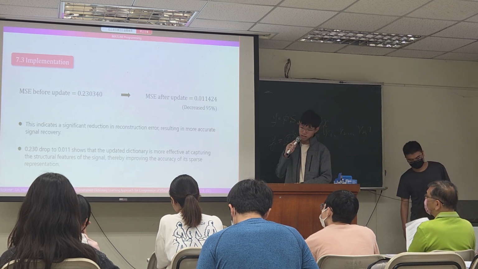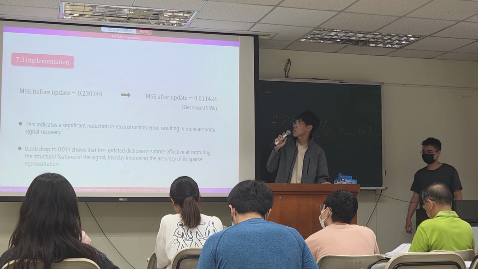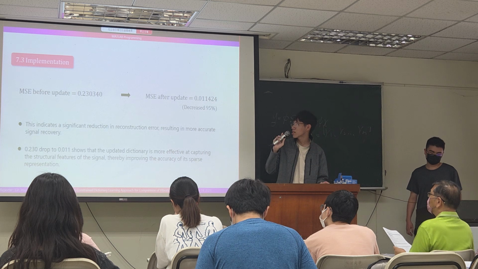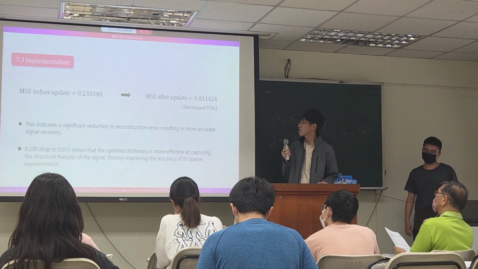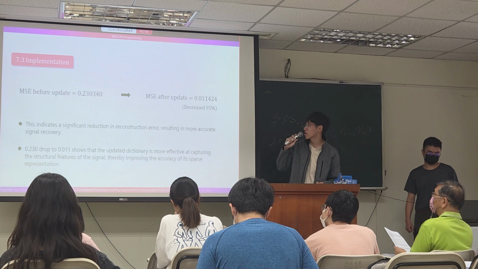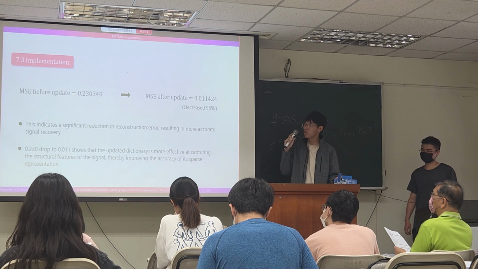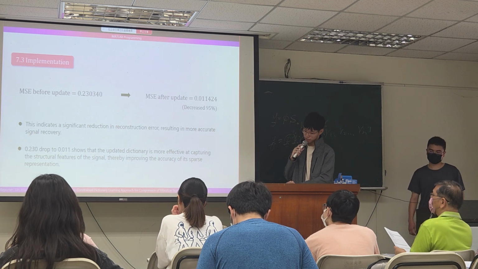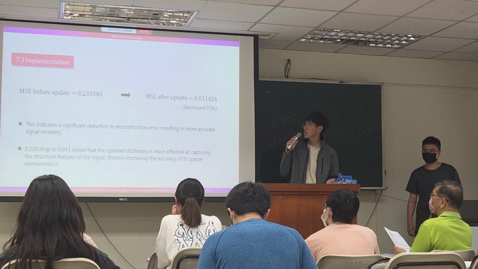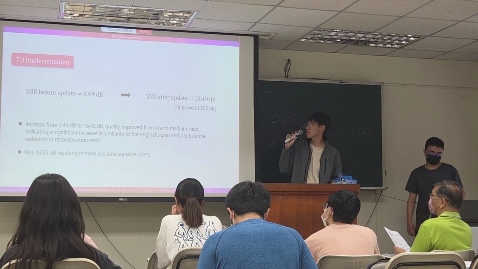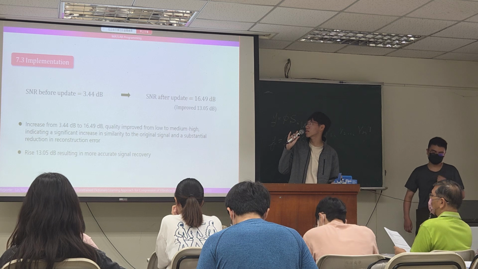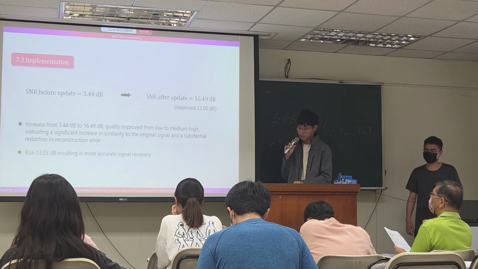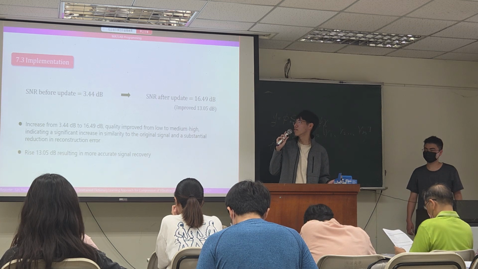In the figure we just saw, the MSE decreased 93%, from 0.23 to 0.01. The intuition is that a significant reduction in the reconstruction error means it's more like the original signal, so the reconstruction is very good. The SNR before was 3.44, and after it is 60.49, which also means the reconstruction is very good.